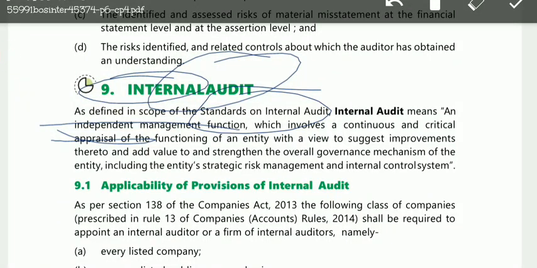So this is lecture number 11 in English, and lecture number 11 in Hindi I have already uploaded on the channel. So only one topic is left, and that is internal audit. So let us start with the topic.